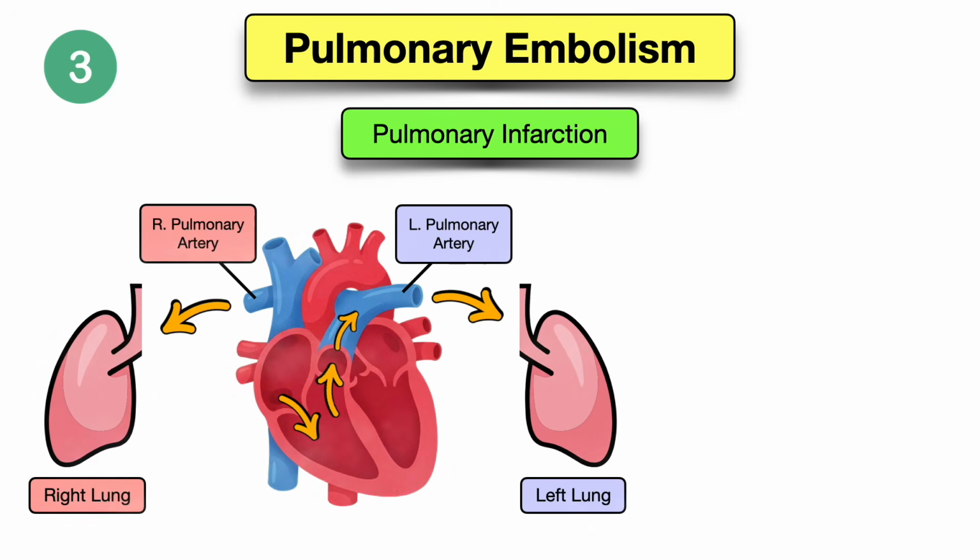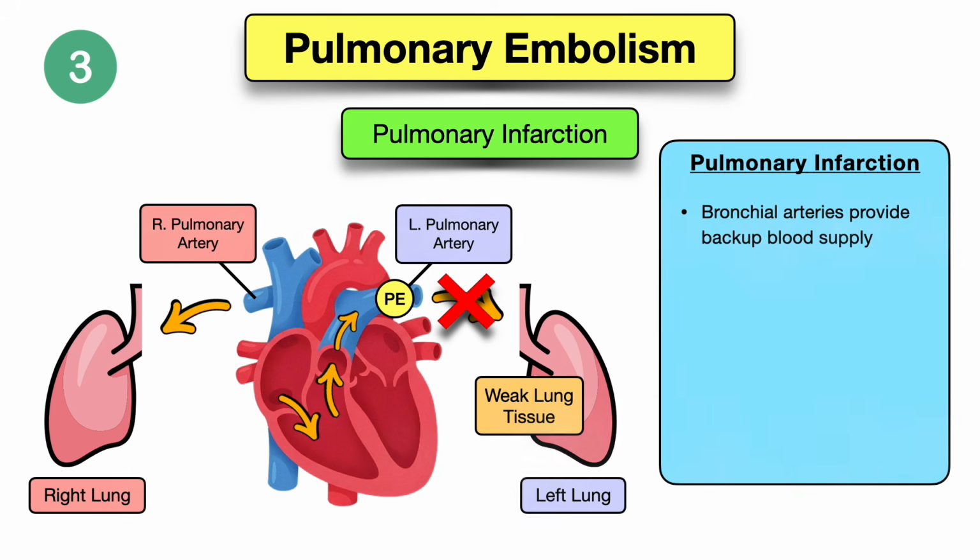A pulmonary embolism can also cause a pulmonary infarction. This one is pretty easy to understand. Remember, a pulmonary embolism blocks an artery in the lung. This blocks the main blood flow to that portion of the lung, and it makes the lung tissue weak.